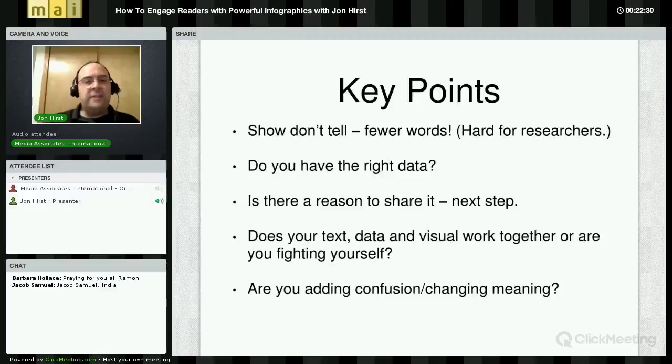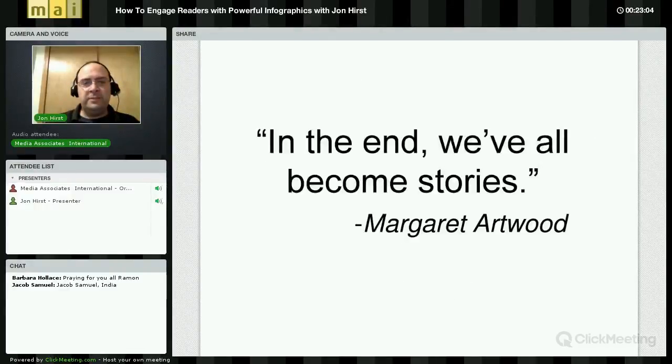Finally, does your text, data, and visual all work together? One of the things that is so hard is to make the story of the infographic and the data and the design all work together in a powerful, compelling way. This is really challenging to do, and we're going to talk a little bit about it later. Also, are you adding confusion or are you changing meaning? It's one of the things that we're responsible for, to present the data in a way that presents the information correctly, and this can be a great challenge.